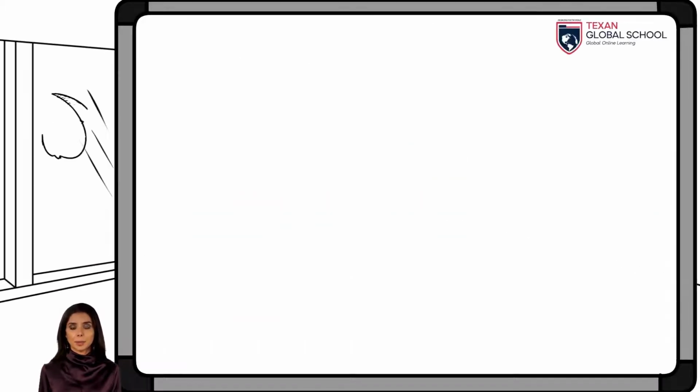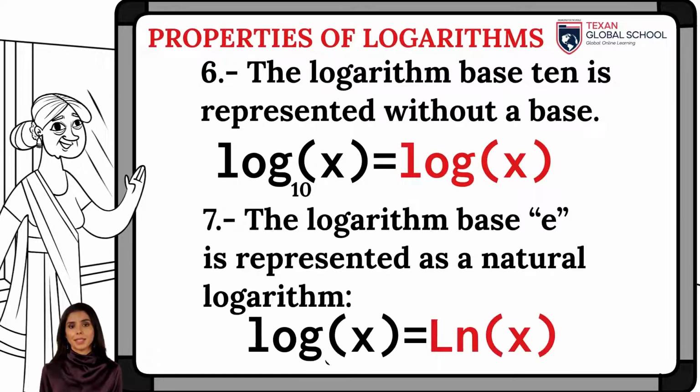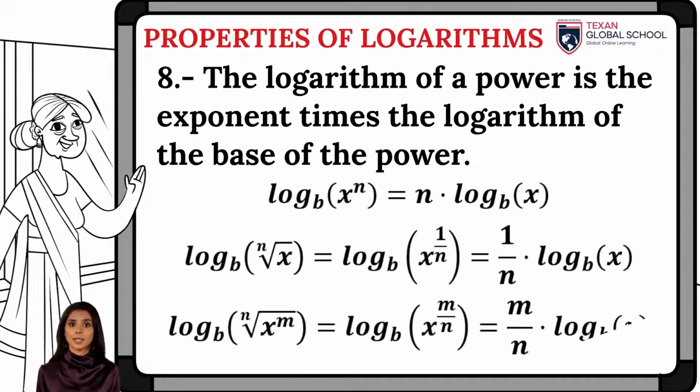It is important to remember that the base 10 logarithm is represented without a base, as shown on the blackboard, and the logarithm base e is represented as a natural logarithm. This next property indicates that the logarithm of a power is equivalent to multiplying the exponent by the logarithm of the base of the power. Remember that if the exponent is a radical, then the factor will be a rational number.